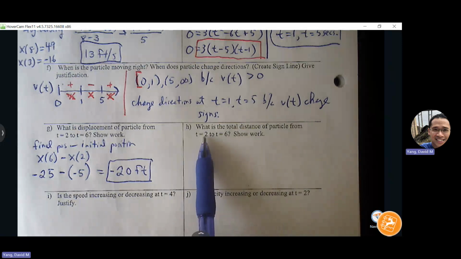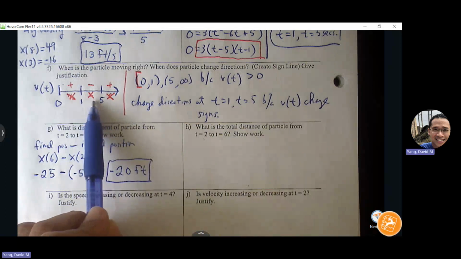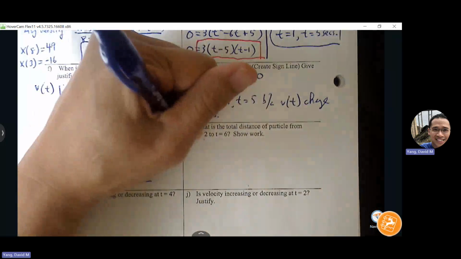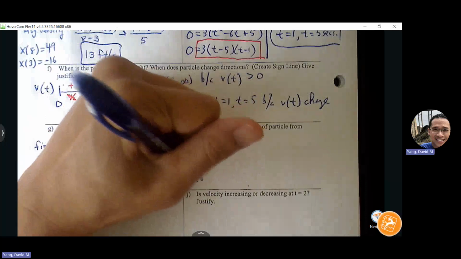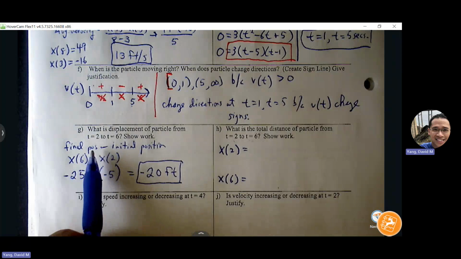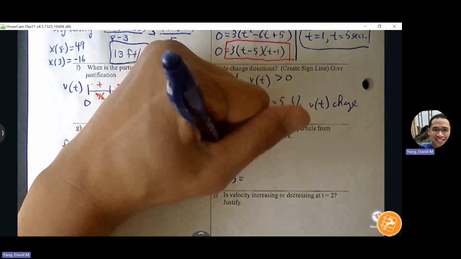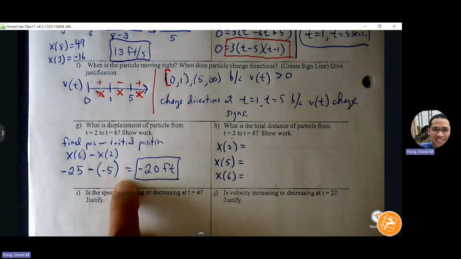But we have to decide between 2 and 6, is there a change in direction between 2 and 6? Yes, at 5. So we have to find the location at 5 as well. Here's the trick. You're going to find the location at 2, and the location at 6. But what's different is we have to include the place where he changes direction, because we have to make sure that we're counting his steps when he goes backwards as well. So we have to find his location at 5 as well. That is the additional step that is not required for displacement.